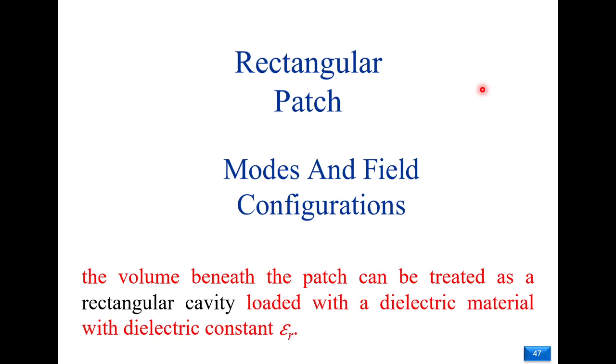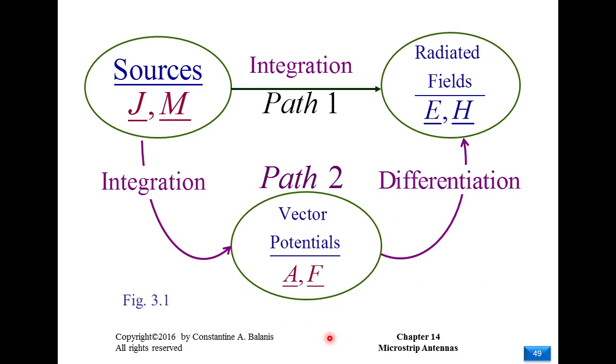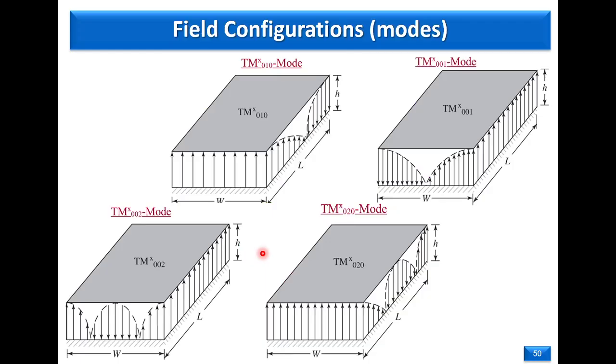So in this modeling method, we model the volume under the patch as a rectangular cavity loaded, meaning filled, with dielectric material with dielectric constant epsilon r, and then we use what we learned from finding the radiation from an aperture, either directly from the electric current density or the magnetic current density to find E and H, or we do this through the auxiliary potential function. And in this case, we might have multiple modes.